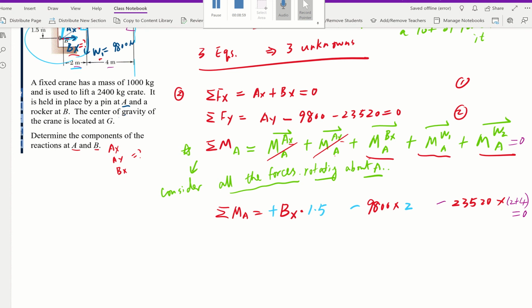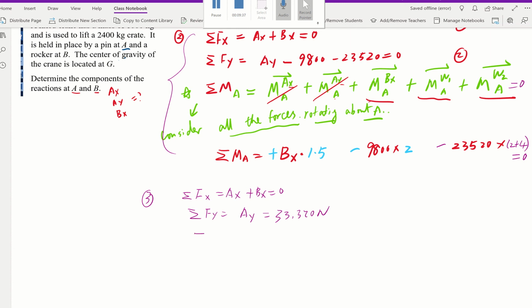So the rest is we're going to go ahead and solve those 3 equations. Here I'm going to write them again so you can see better. So for Fx, we have AX plus BX equal to 0. For forces in y, we'll have AY. We can put all those constants to the right-hand side. So 23,520 plus 9,800, then we got 33,320 Newton. So we solve our AY.